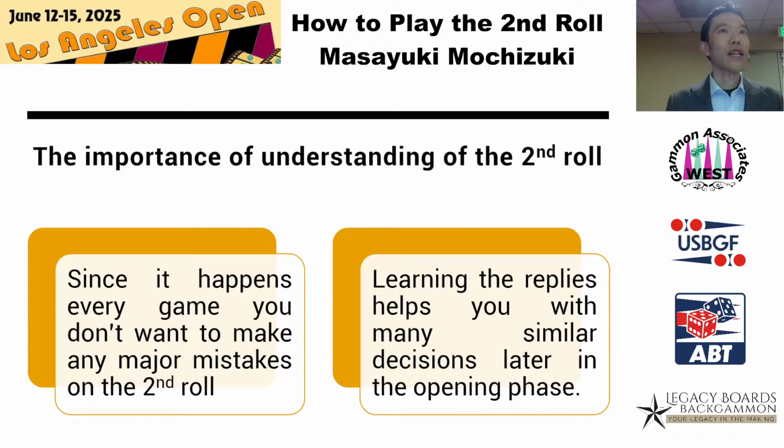Yeah, so the second roll of the game happens every game. So you don't want to make any mistakes on the second roll, or any major mistakes at least. And also, if you learn the second roll, the same theory, rule, or sense of the game can be applied in the later stage of the game as well. So not only learning the second roll, you can also learn the theory of the opening stage of the game. So that's why learning the second roll is very important.